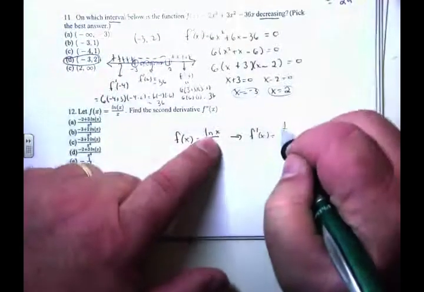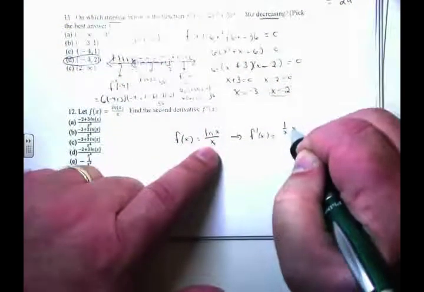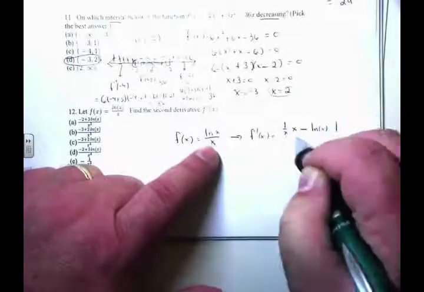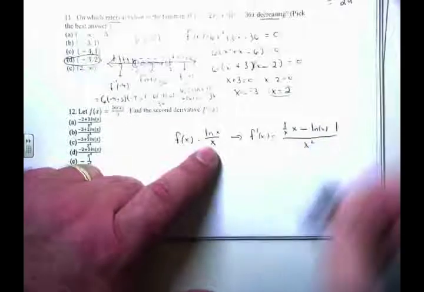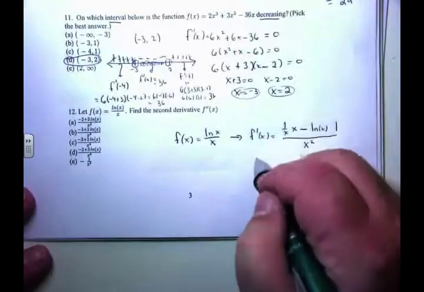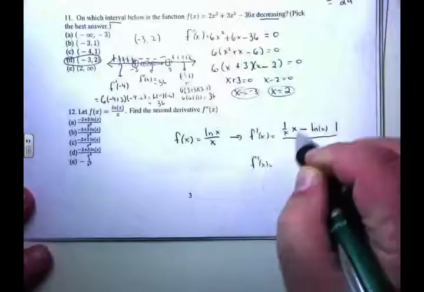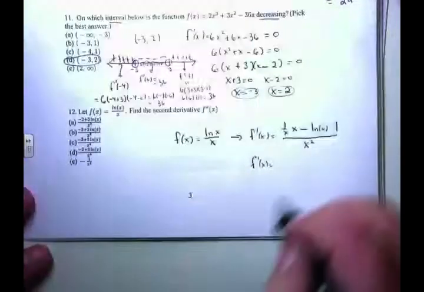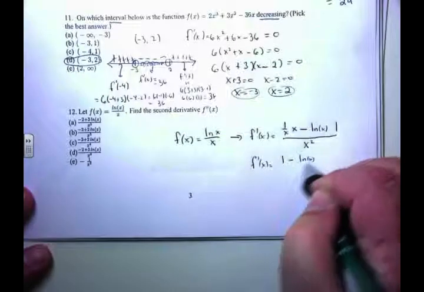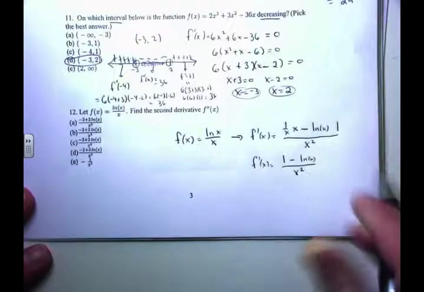Derivative of the top: the derivative of natural log of x is 1 over x. Derivative of the top times the bottom, x, minus the top, natural log of x, times the derivative of the bottom, which is 1, all over the bottom squared. Clean it up, though. f'(x) would be equal to 1 over x times x, which is 1, minus natural log of x times 1, which is natural log of x, all over x squared.